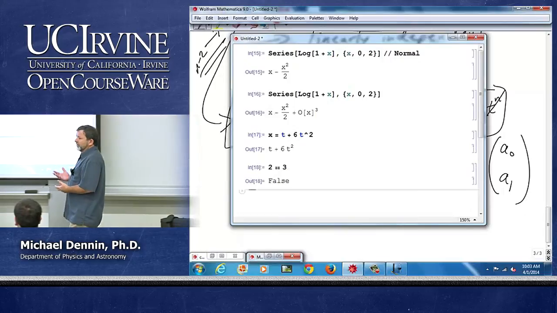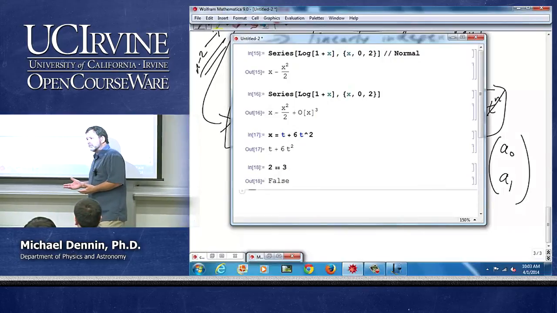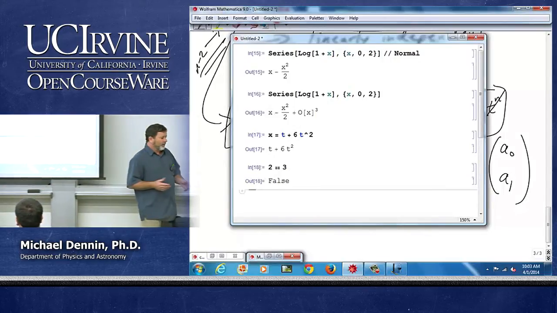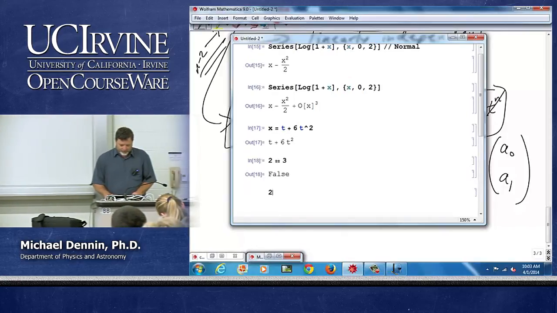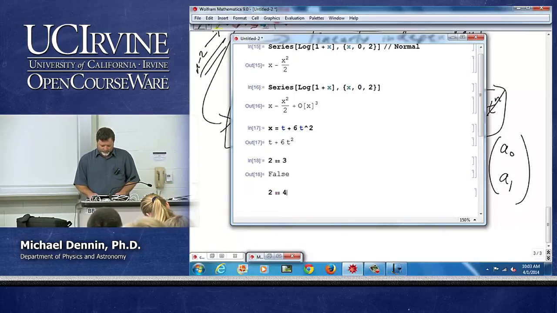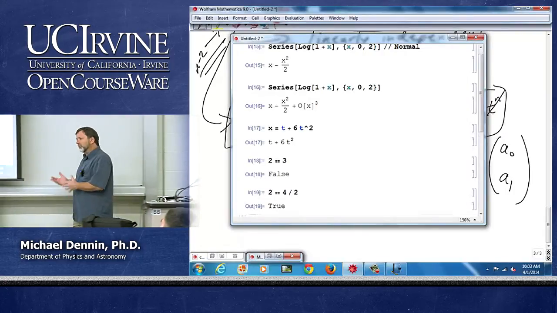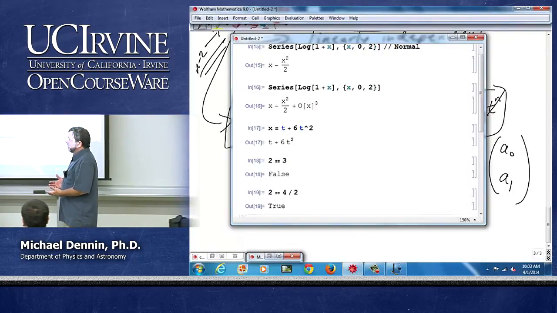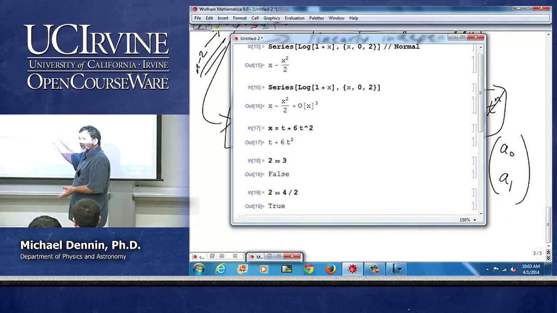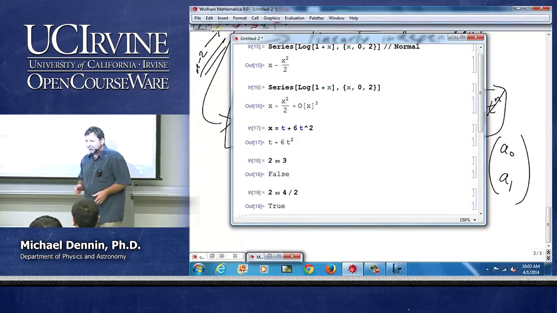Is 2 equal to 3? It's not, so that's false. Or I might do, is 2 equal to 4 divided by 2? And that's true. So if you want to compare two things, you would use the double equals. If you want to just assign something a value, you use the equals.